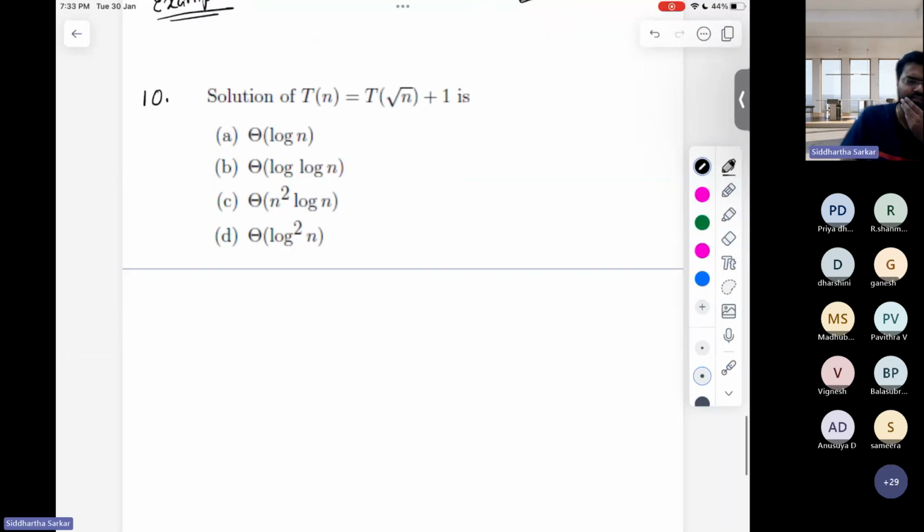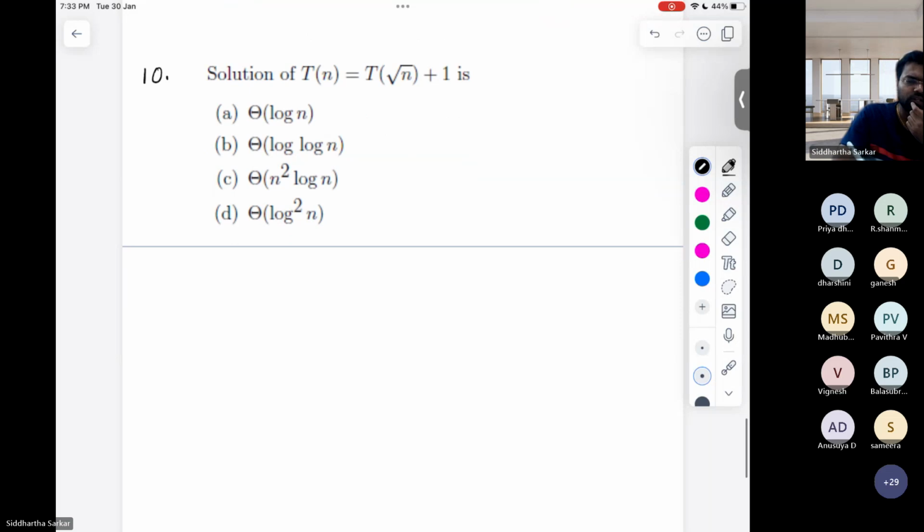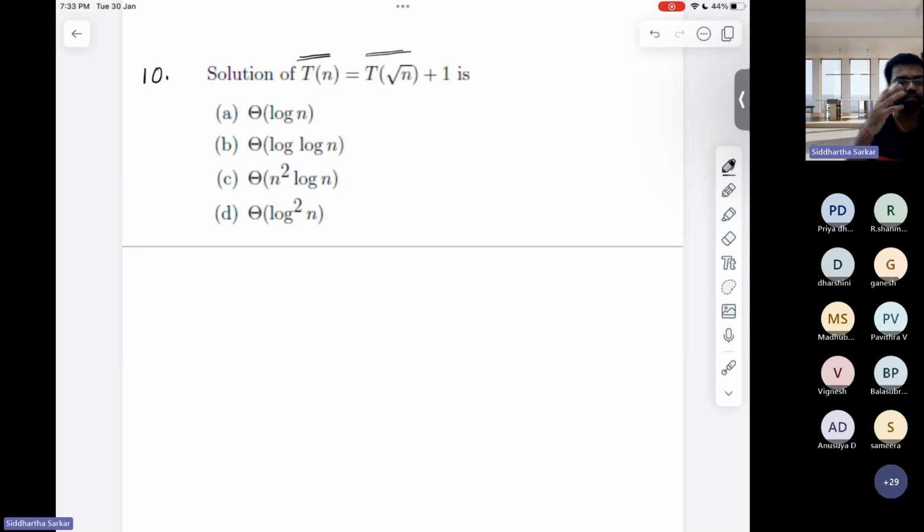So this is a recurrence. We've seen recurrences. What is a recurrence? A recurrence writes a function in terms of the same function, but with a smaller input. I would say a smaller parameter. So recurrences are generally written for running times of algorithms so that we can analyze that. What is the running time?